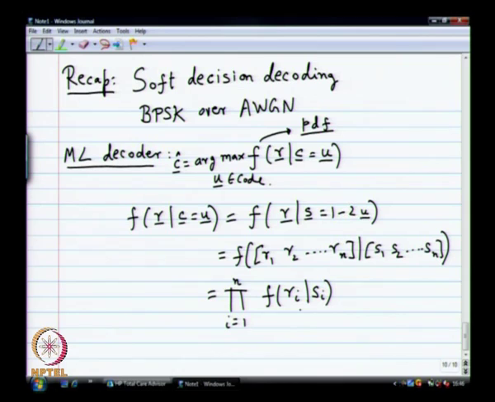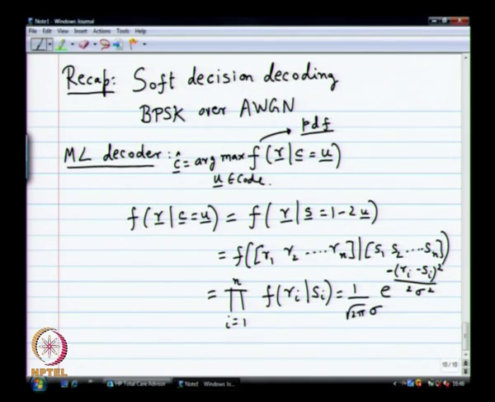What is f of Ri given Si? 1 by root 2 pi sigma e power minus (Ri minus Si) squared divided by 2 sigma squared. Is that okay? Si is something fixed. So when I multiply, hopefully this is clear.